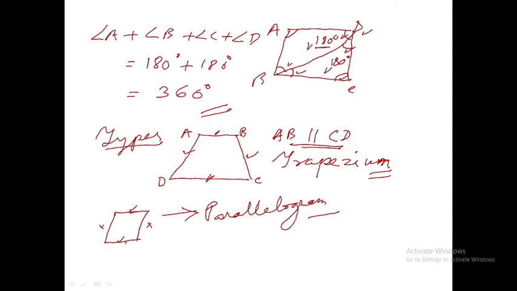Okay. Now a parallelogram may be a square. It may be a rhombus. It may be a rectangle.